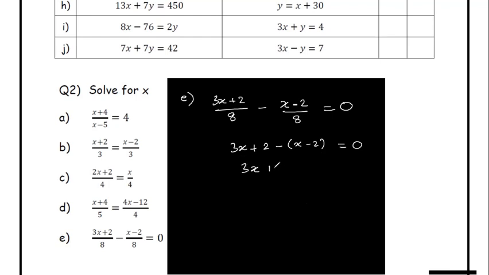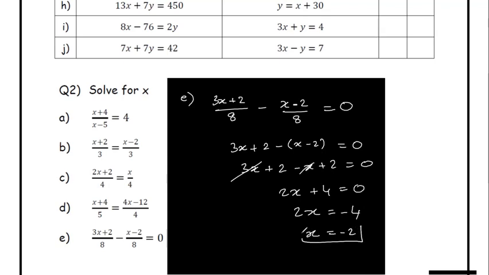So you end up getting 3x plus 2 minus x plus 2 is equal to 0. 3x and minus x is 2x plus 4 is equal to 0. 2x is equal to negative 4, and therefore x is equal to negative 2.